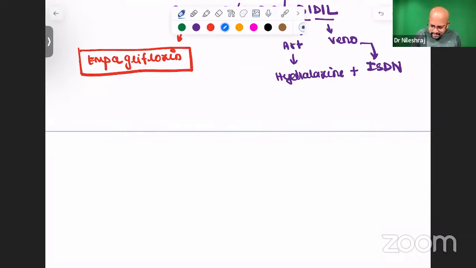Empagliflozin, understand this logic. If a drug name contains GLI, it is a glucose inhibitor agent. And flozin means it's going to be increasing the sugar flow in the urine. Sugar is going to be let out in the urinary flow. Remember with that mnemonic. So both glucose and water are going to be excreted out, and thereby the load on the heart is going to be decreased very much. Right? So this is the primary concept.